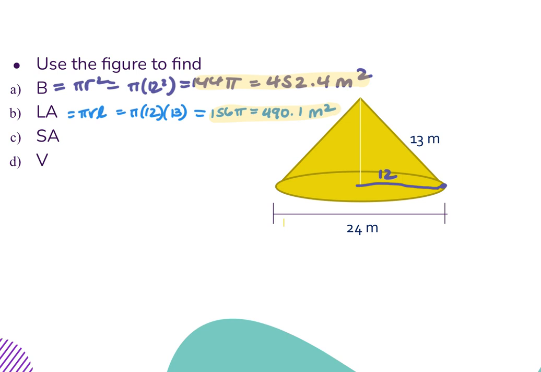All right, surface area is pi r squared plus pi r L, or the base plus the lateral area. So 144 pi plus 156 pi, or 300 pi, which is 942.5 meters squared.